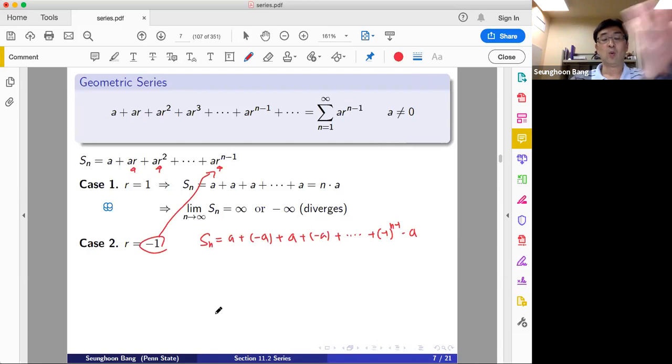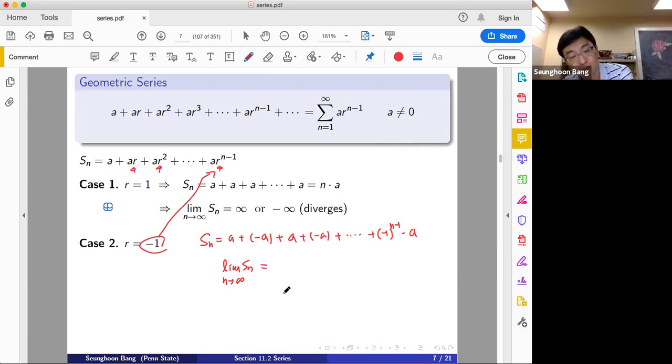So what is the limit of Sn? Could you write your answer on the chat board? What is your answer? Diverges. That's right, diverges.